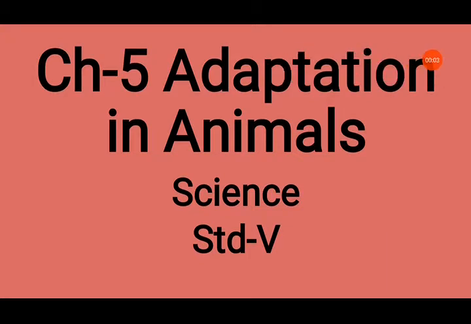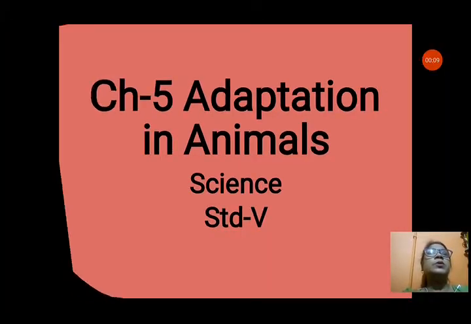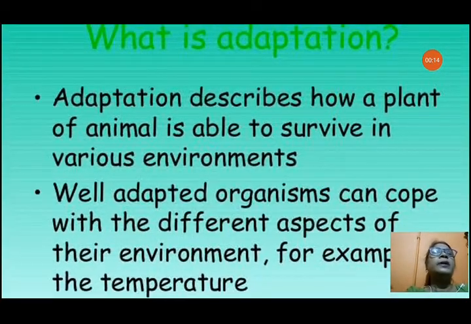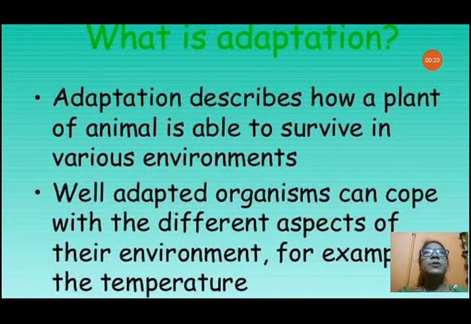Today we will start a new chapter, chapter 5, Adaptation in Animals. So let us start this chapter. First of all, we should know what adaptation is. Adaptation describes how a plant or animal is able to survive in various environments. That means they develop some characteristics that help them to survive in that environment. That is, they make them suitable to live in that kind of environment. Well adapted organisms can cope with the different aspects of their environment.